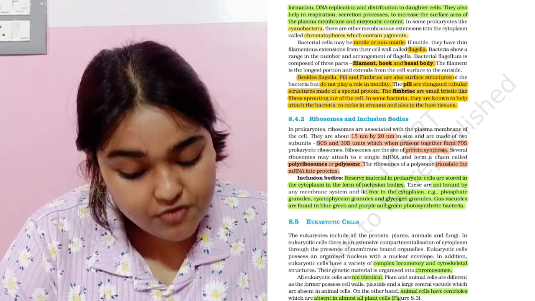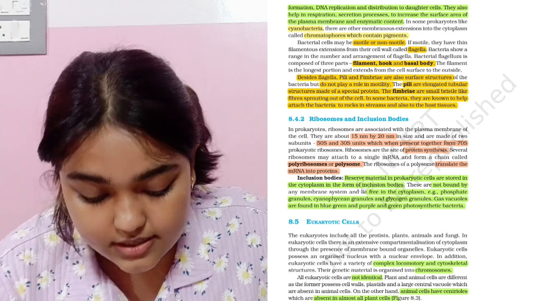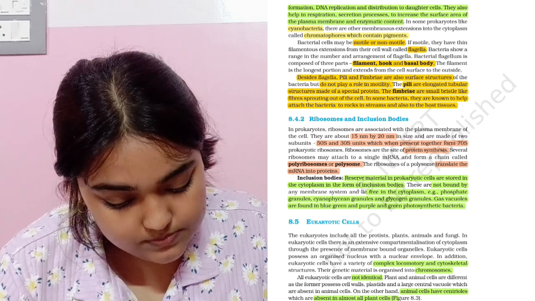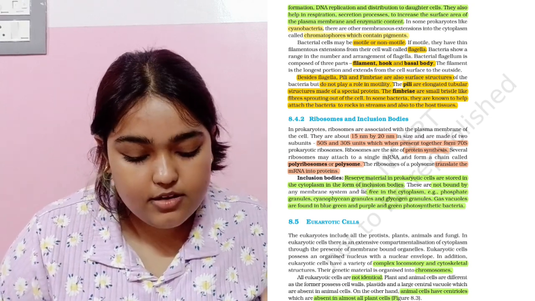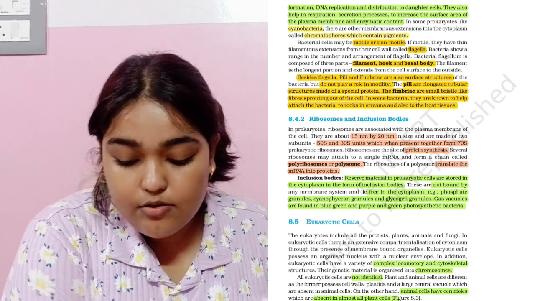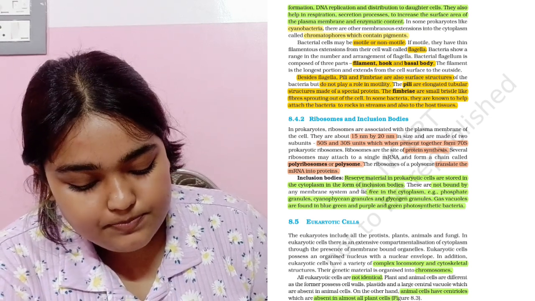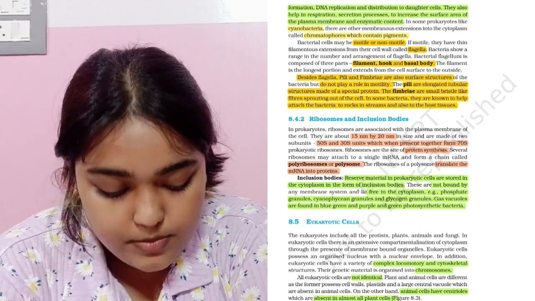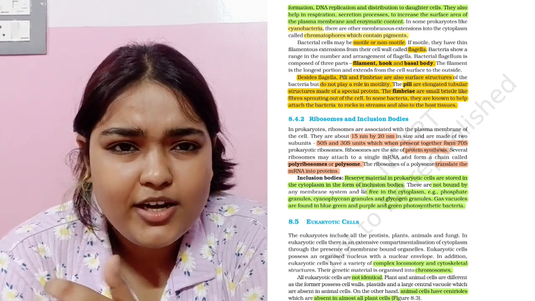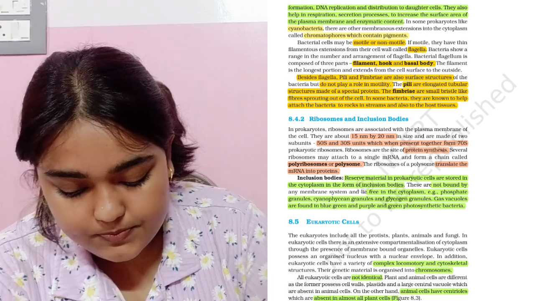Examples: phosphate granules, cyanophycin granules, and glycogen granules. Now we have a special gas vacuole, which is found in blue-green algae and purple and green photosynthetic bacteria. This is very important. This whole part on inclusion bodies is very important.